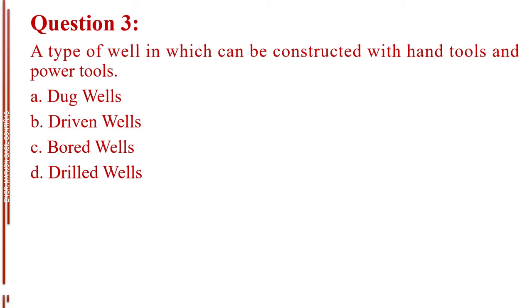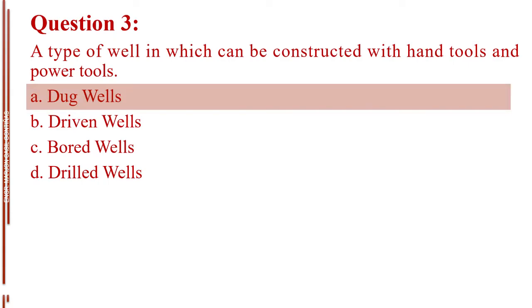Question number 3. A type of well which can be constructed with hand tools and power tools. Letter A, dug wells. Letter B, driven wells. Letter C, bored wells. Letter D, drilled wells. The answer is letter A, dug wells.